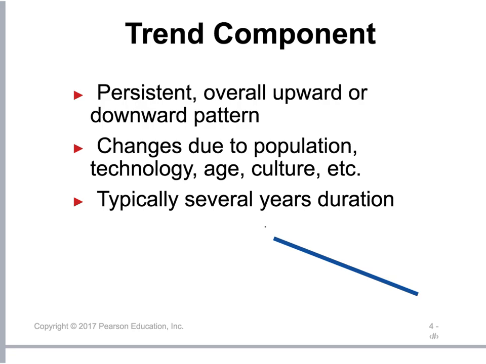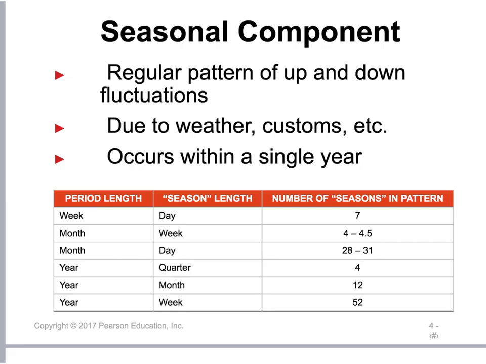So with the trend, it's typically several years in duration. It can be caused by changes due to population, technology, age, and culture. Seasonal is due to weather and also holiday customs and so on. So we know Christmas is a big season. Halloween is another season for candy. Valentine's, right, is also another season. So that's what seasonality measures. And it occurs within a single year.